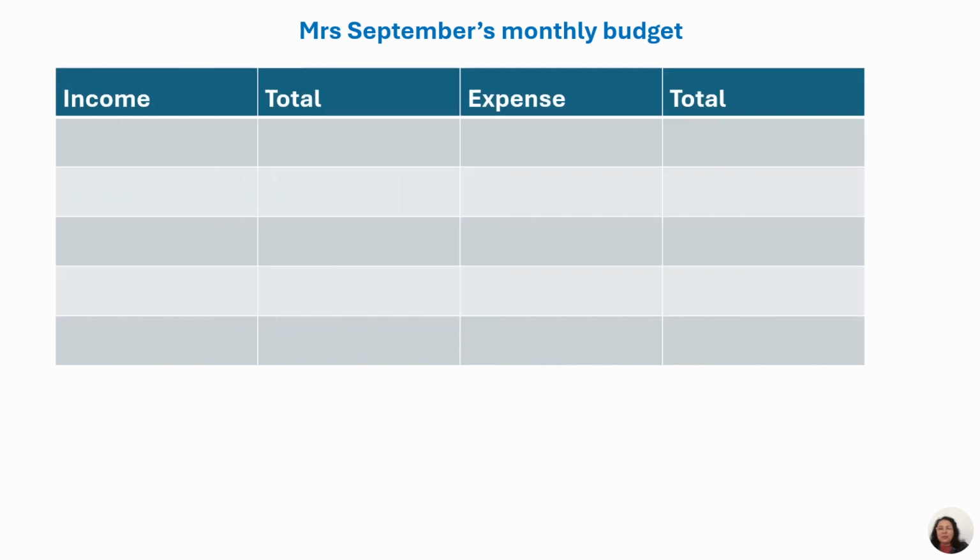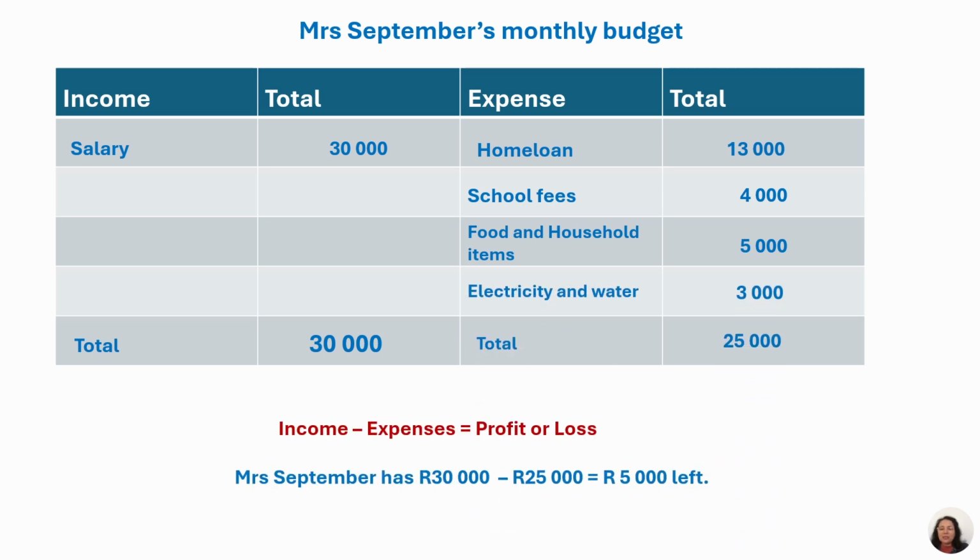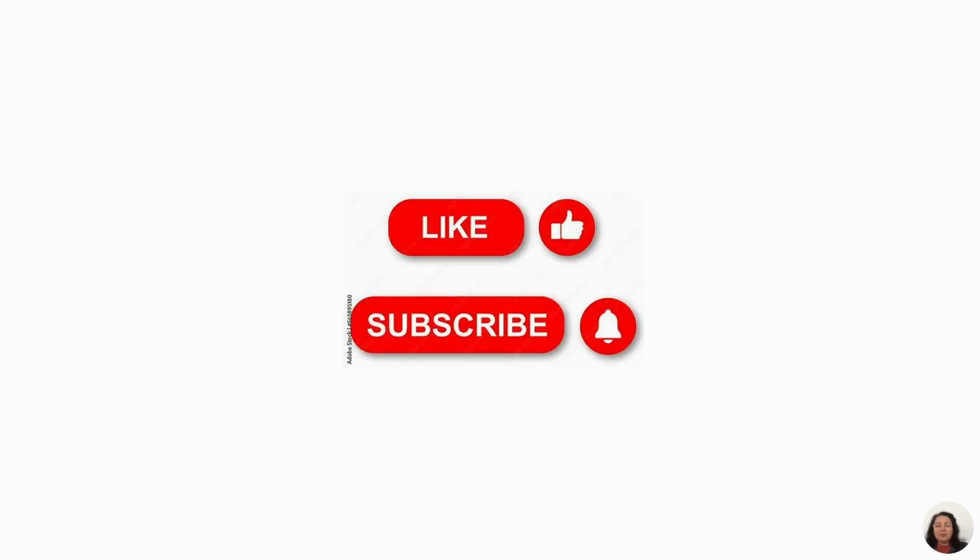So here's her monthly budget. So we listed all her income. Now we listed all her expenses and we totaled that up and we subtracted it and she has 5,000 Rand left. Now you can see the amount of money that's left between Mrs. Brown and Mrs. September, and you decide what type of life you want to lead. Do you want to be somebody like Mrs. Brown or Mrs. September? And it is the effort that you put into your studies.